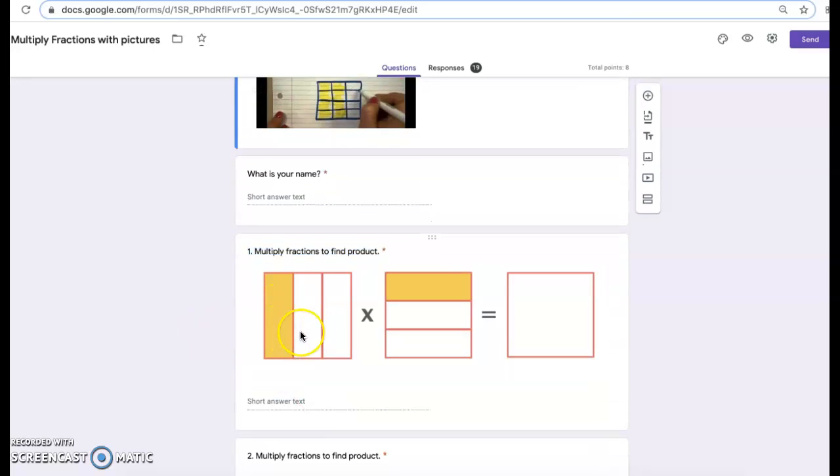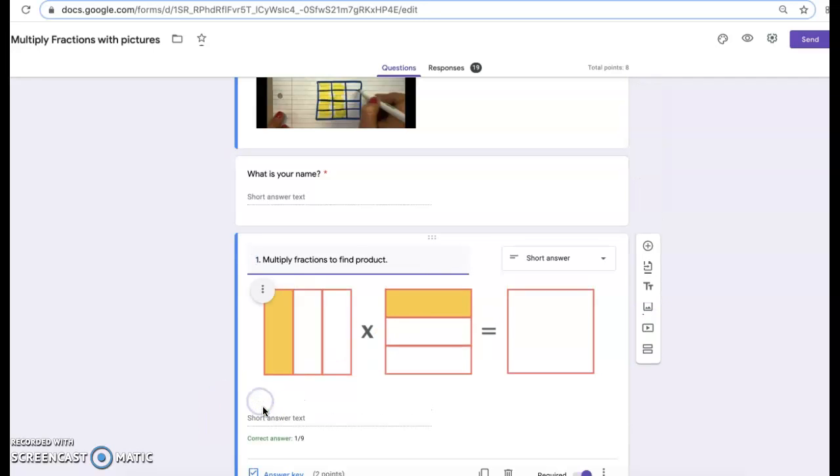So, this picture represents 1/3. So, 1/3 times 1/3 equals what? If you got a piece of paper and wrote 1/3 times 1/3, you'd multiply the top number first. 1 times 1 equals 1. 3 times 3 equals 9. So in the answer here, you would write 1/9.